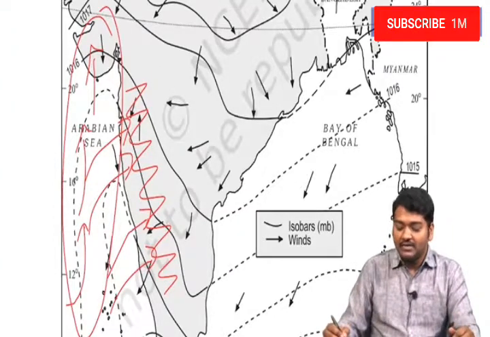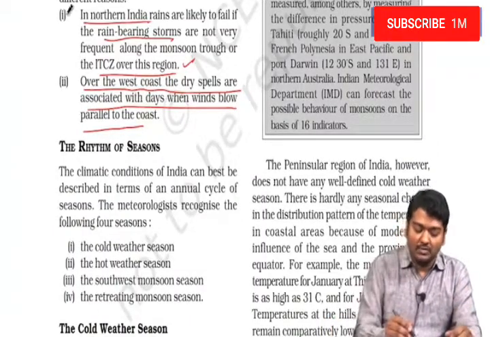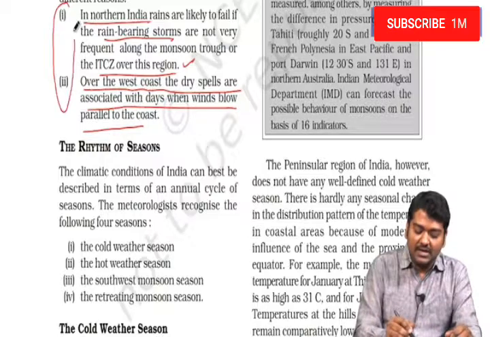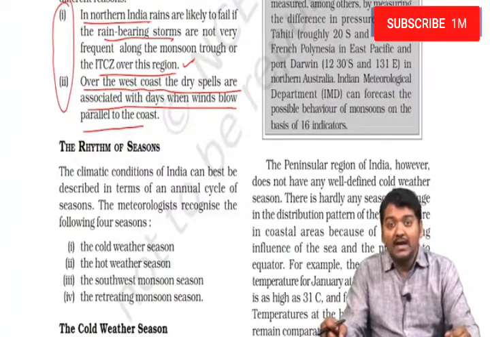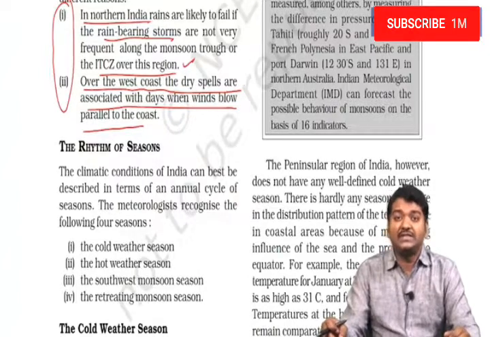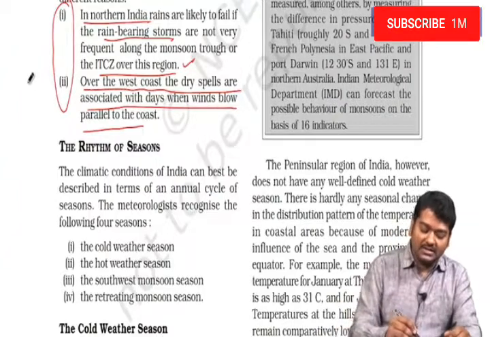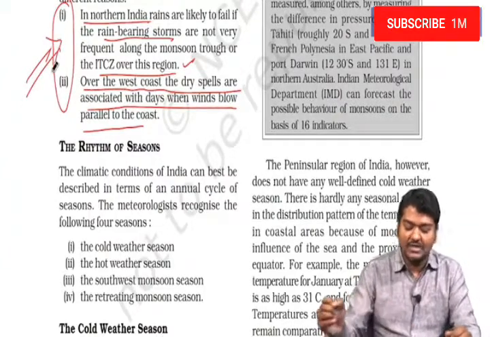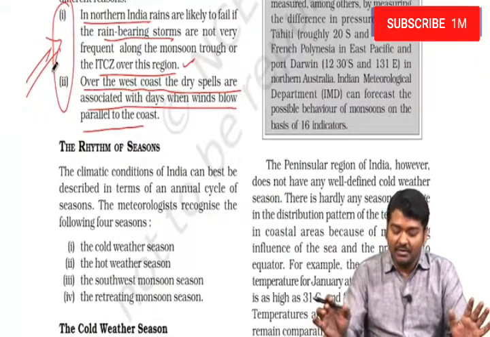Two important things UPSC may ask you, right? When do you see breaks in the monsoon? In North India, breaks are associated with rain-bearing storms not moving over the ITCZ. Especially in the Western Ghats, we see breaks mainly because winds blow parallel. This is very, very important for us. Once we read this, it's easy for us to understand the rhythm.